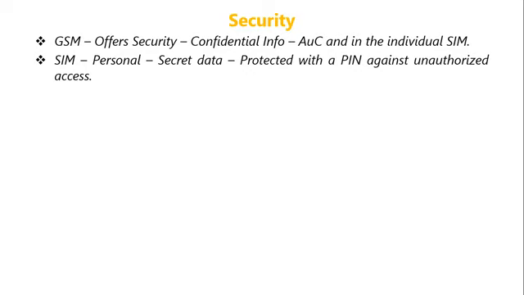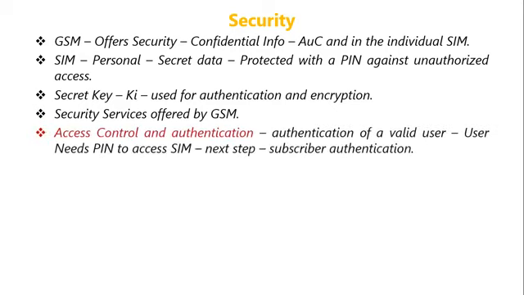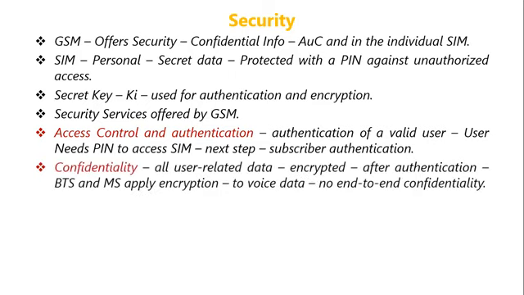The security services that are offered by GSM can be broadly classified into three categories. The first one is access control and authentication, the second one is confidentiality, and the third one is anonymity. Access control and authentication includes authentication of the valid user for the respective SIM. The user needs a secret PIN to access the SIM. The SIM will be protected with a PIN number.